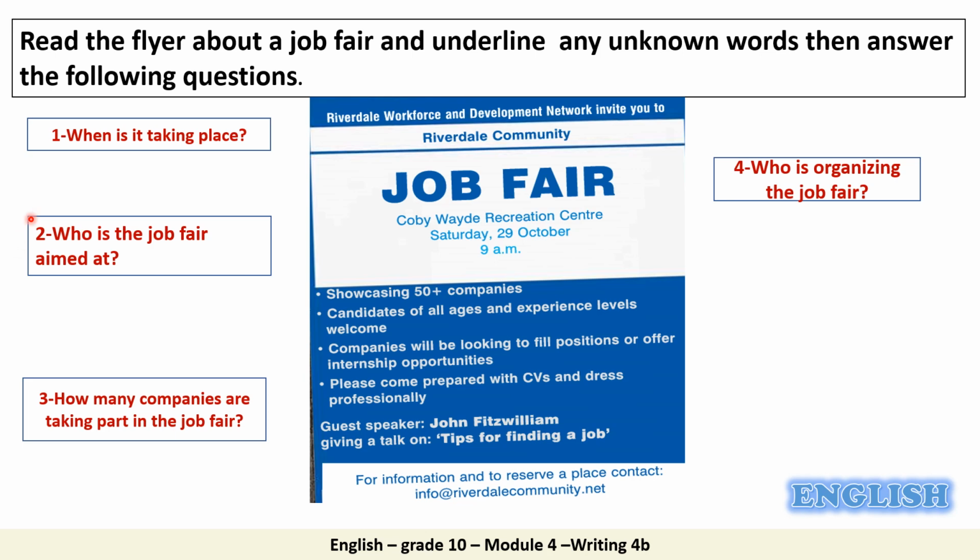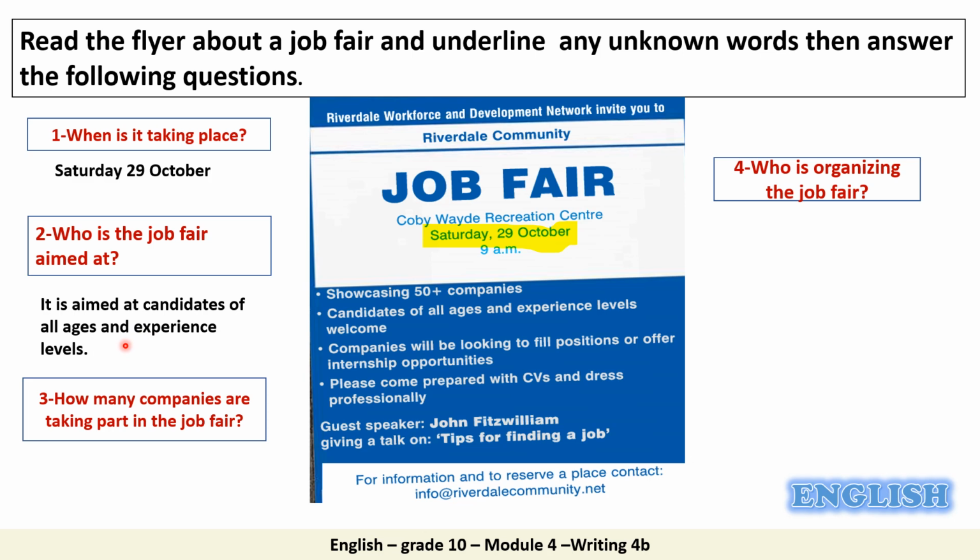The answer for the first question is, excellent, it is Saturday, 29th of October. Where is the evidence? Yes, exactly. It's right over here. Saturday, 29th of October. Well done. How about the second question? Who is the job fair aimed at? It is aimed at candidates of all ages and experience level. Where can we find the evidence? Right over here. Candidates of all ages and experience level. Well done.